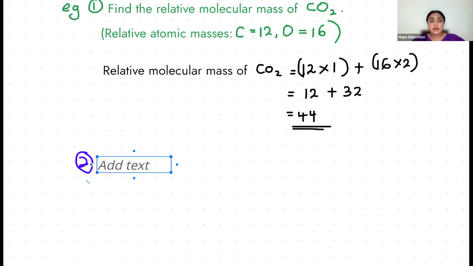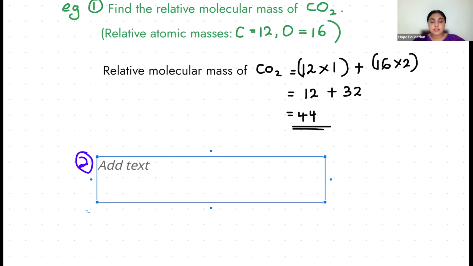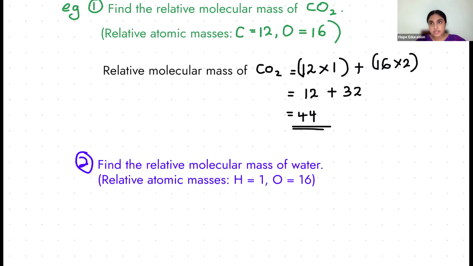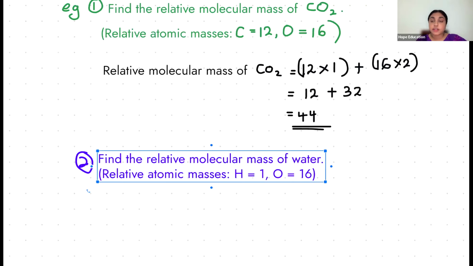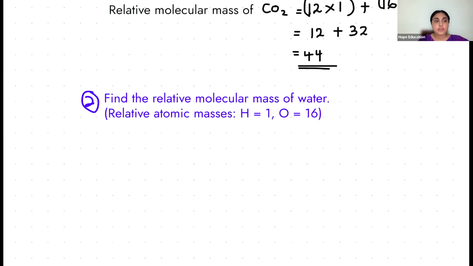Find the relative molecular mass of water. දීලා තියෙනවා අපිට relative atomic masses. Hydrogen 1, oxygen 16. This they will always give. This is also on the textbook page that I told you, 125 table එකක් තියෙන එකේ තියෙනවා. The relative atomic masses you never have to memorize.